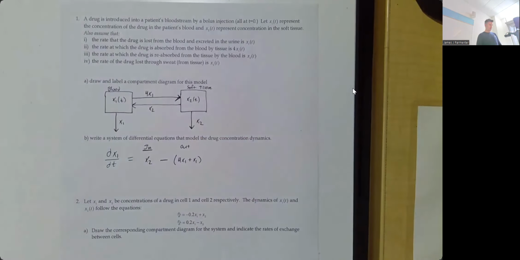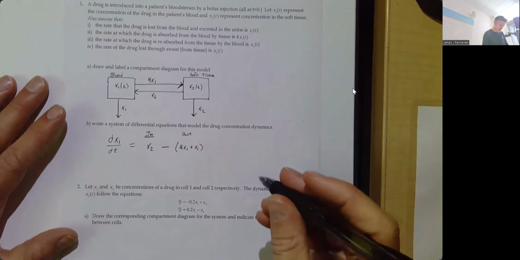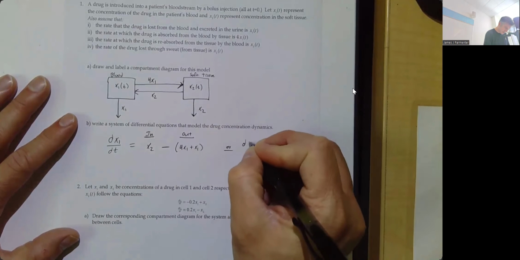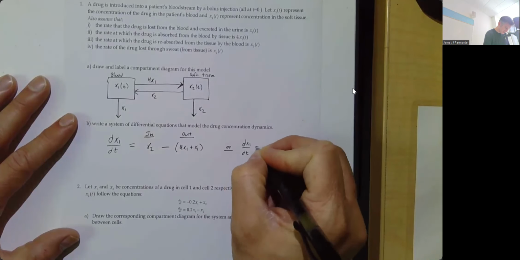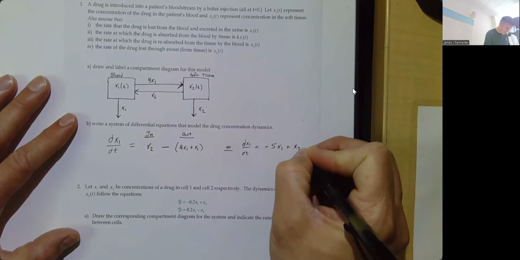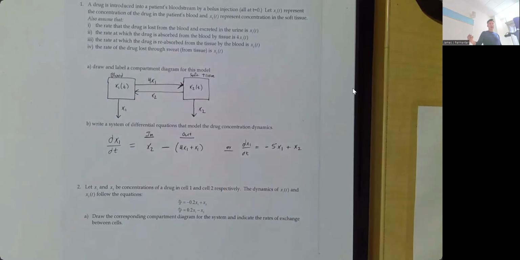If I was actually writing this differential equation in the standard way, I would write dx1/dt equal to negative 5x1 plus x2, because we always write x1 first and x2 second. And if I was going to try and solve this system using eigenvalues, eigenvectors, etc., I would need to write this in the standard way so I could write the matrix the correct way.